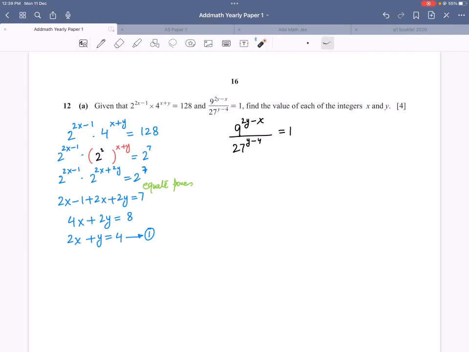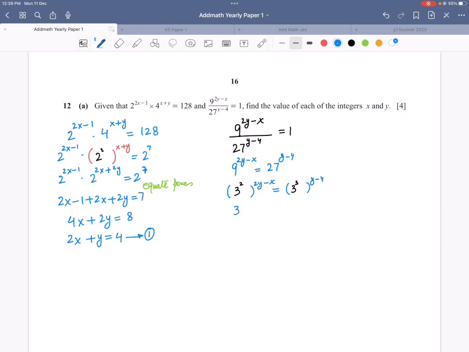At first, if we shift it to the right side, it will be multiplied by 1. So you got 9 to the power 2y minus x is equal to 27 to the power y minus 4. Instead of 9, I can write 3 power 2. Instead of 27, it will be 3 power cube. Now the benefit is both sides the bases are same.